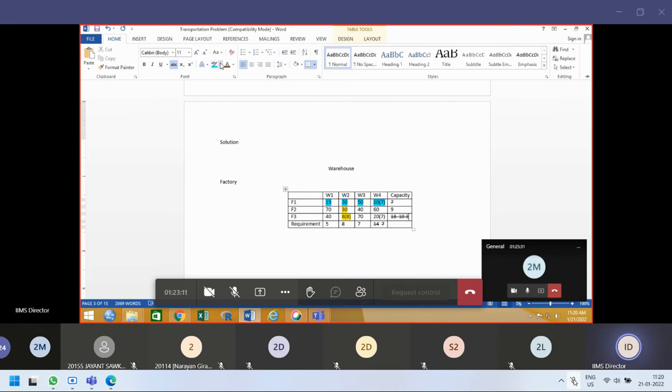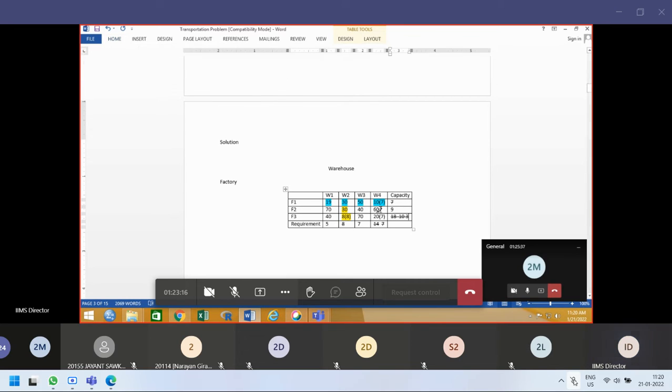I'll use a different color. Chalo, next. What is the smallest element from the remaining? 40. But how many 40s are there? Two 40s are there. So arbitrarily any one 40 can be selected. There is no hard and fast rule. Anyone can be selected, right? Come on, tell me which one.